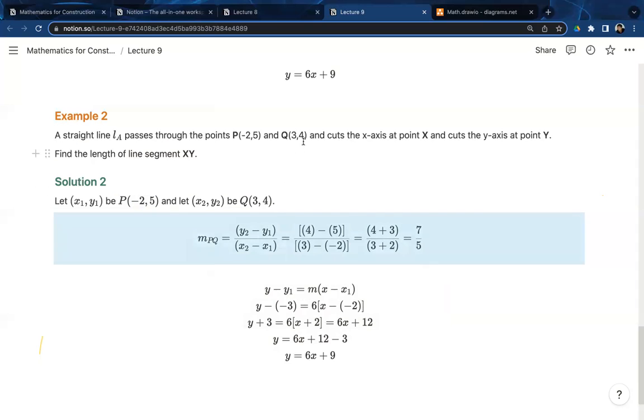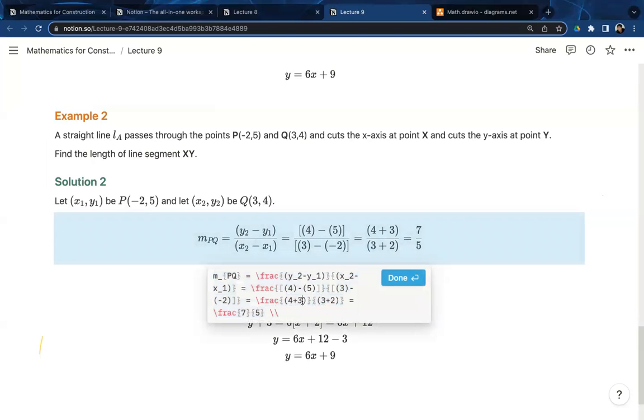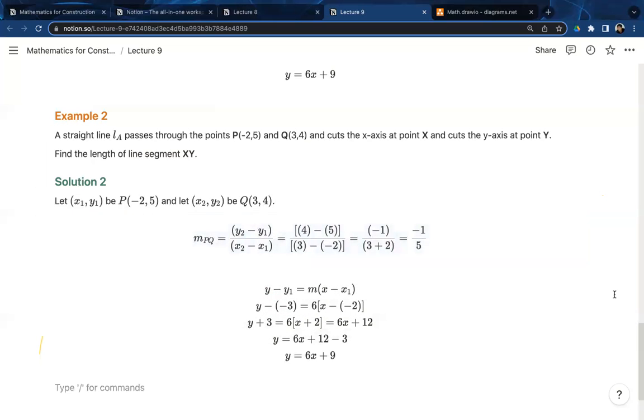So it'll be 4 minus 5 and 3 minus -2, right? So 4 minus 5, this is -1. So this is a little bit better. The gradient PQ is -1/5. You can leave your answer as a fraction. You all got this? Yeah?